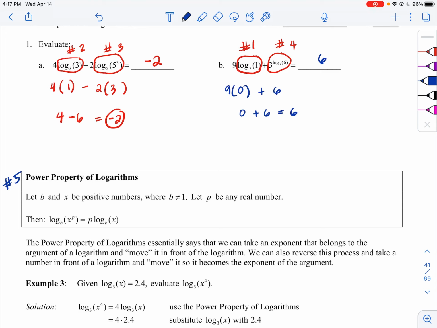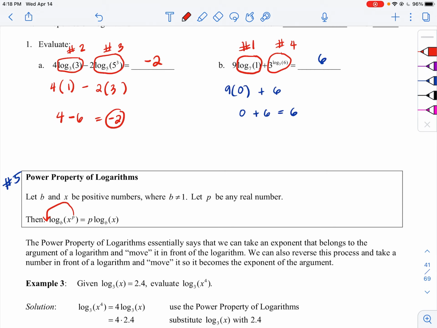Okay, so let's take a look. Then log with the base of b of x to the power of p becomes p times log with the base of b of x. What happened to the p? Okay, so it looks like this property says that you can take this exponent and put it on this side.